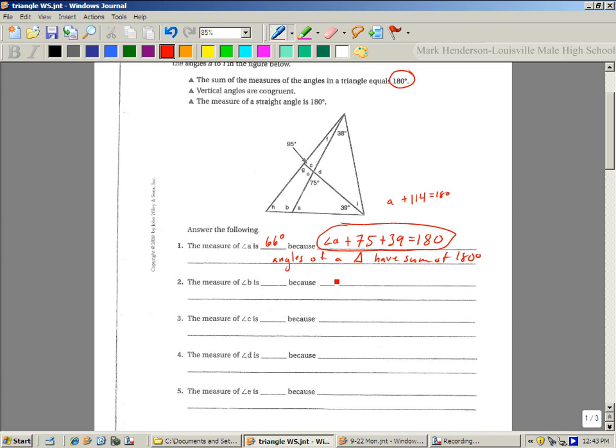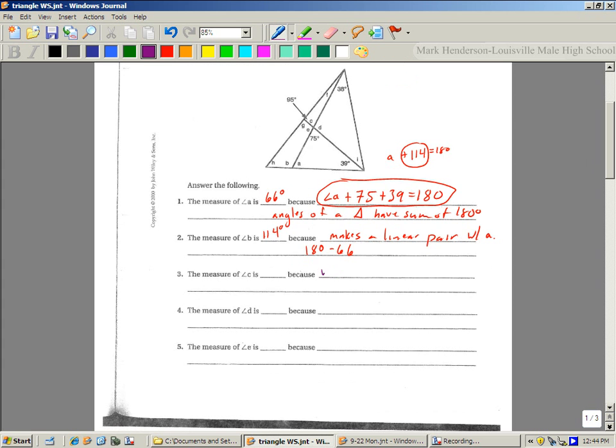B, it makes a linear pair with A. Does everybody agree with that? So then we have 180 minus 66, which is actually the same as this part right here, 114 degrees. Okay? Angle C is a vertical angle with 75 degrees, so angle C is 75 degrees.